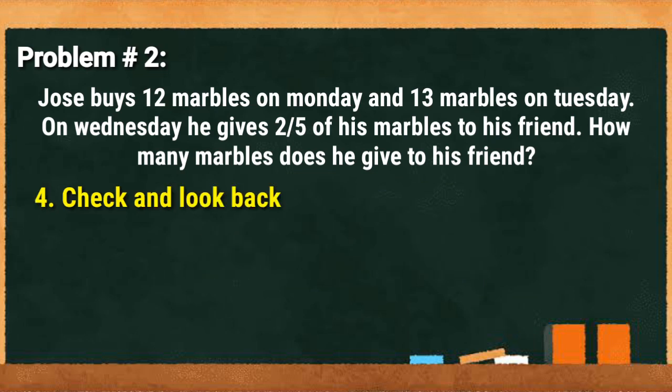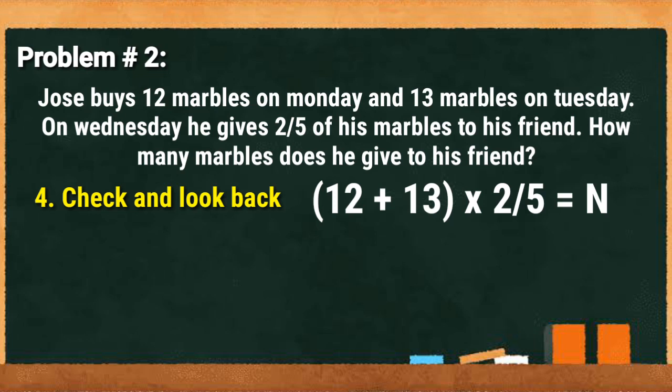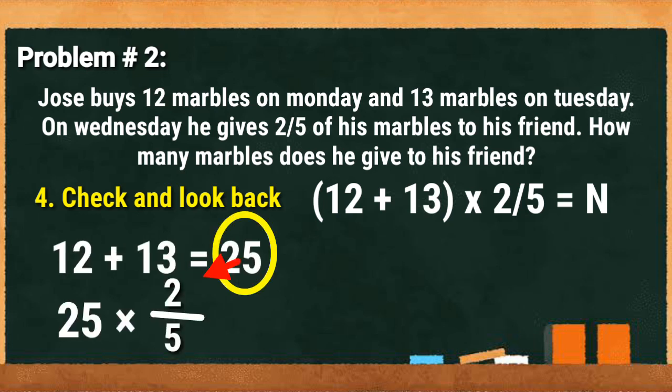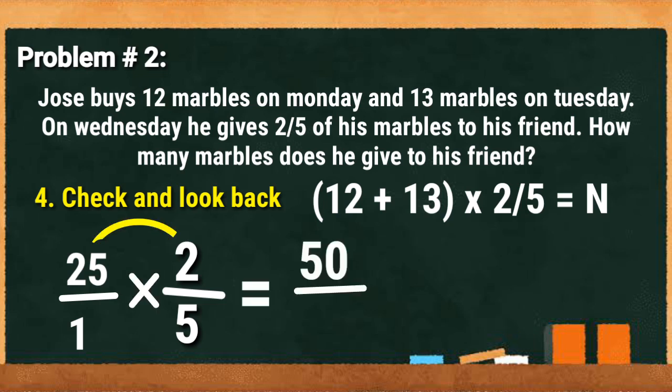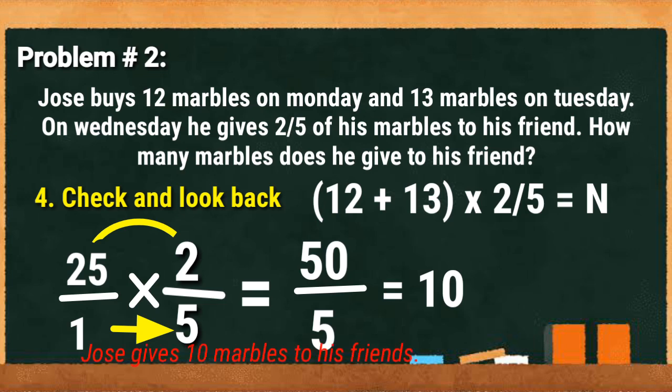Let's check and look back. So 12 plus 13 times 2/5 equals n. So 12 plus 13 is 25 times 2/5. So we have to multiply 25 and 2. So 25 times 2 is 50. And 1 times 5 is 5. Simplify. 50 divided by 5 is 10. So your final answer is Jose gave 10 marbles to his friend.